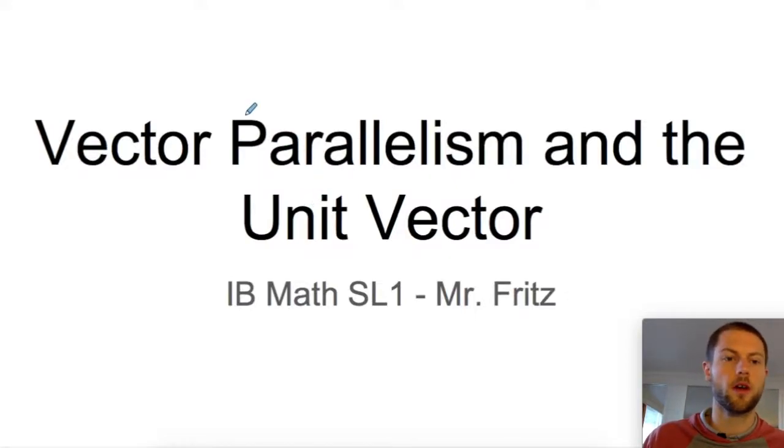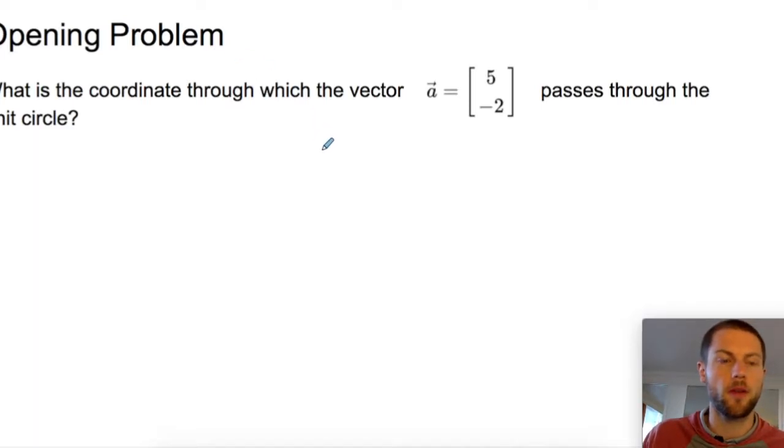In this video we're going to talk about vector parallelism and what the unit vectors look like in unit vector form. So let's dive right into this. For an opening problem, I have a little bit of a challenge. We want to know what is the coordinate through which vector A passes through in the unit circle. It might seem kind of tricky at first, but this is actually a good problem for what we might do later on in our curriculum.